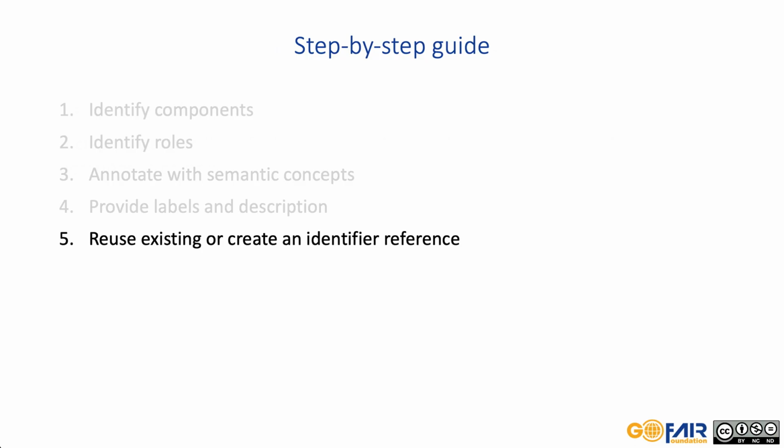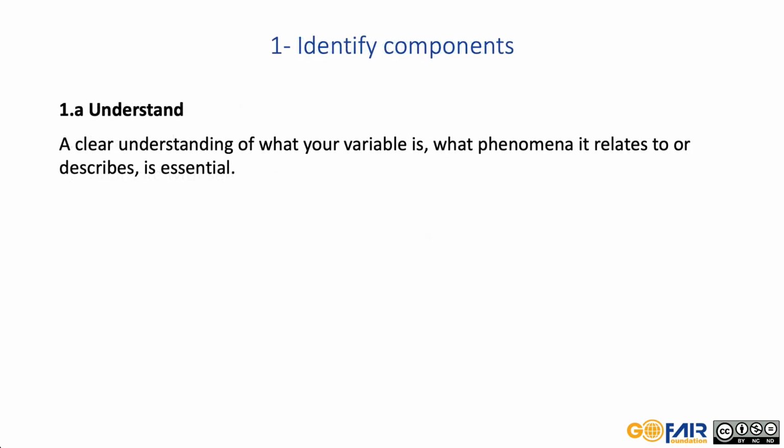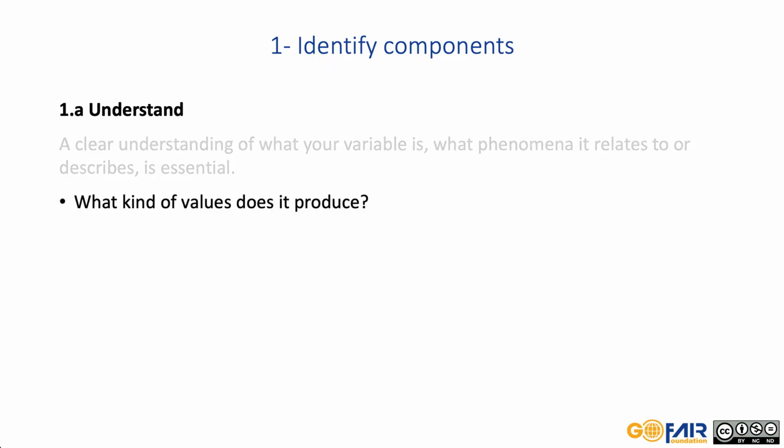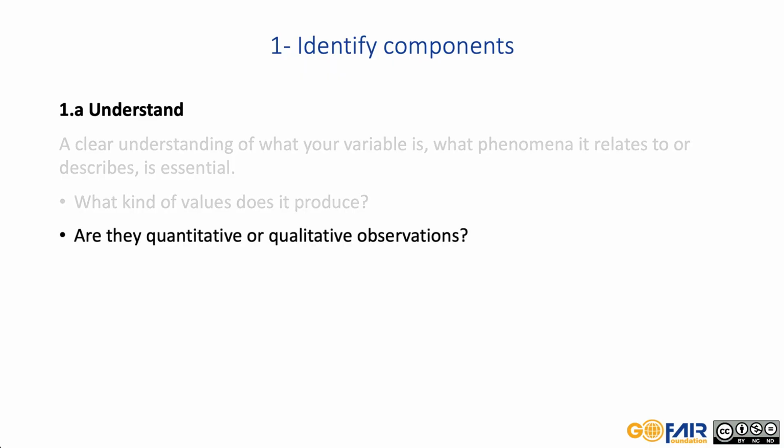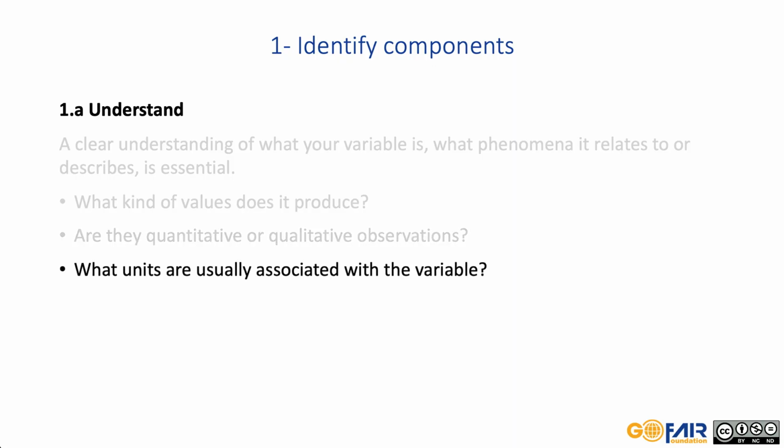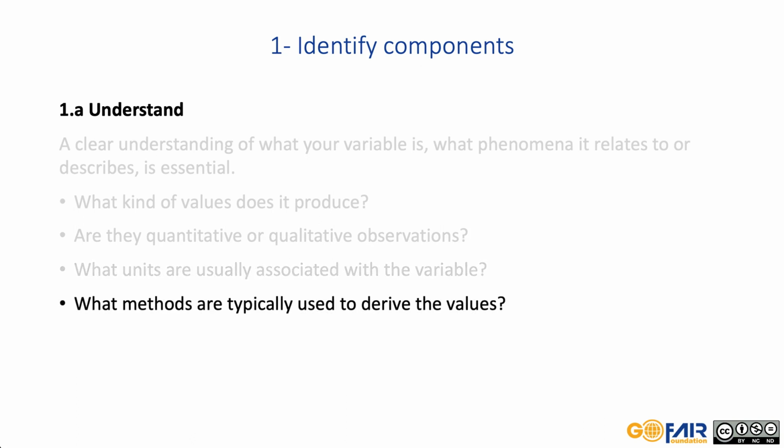First, be aware that a clear understanding of the phenomena that your variable should describe is essential. Either you have the domain expertise or you have access to domain experts to help with understanding how to decompose the variable into its essential components. In the analysis, try also to answer the following questions. What kind of values does it produce? Are they quantitative or qualitative observations? What units are usually associated with the variable? What methods are typically used to derive the values?